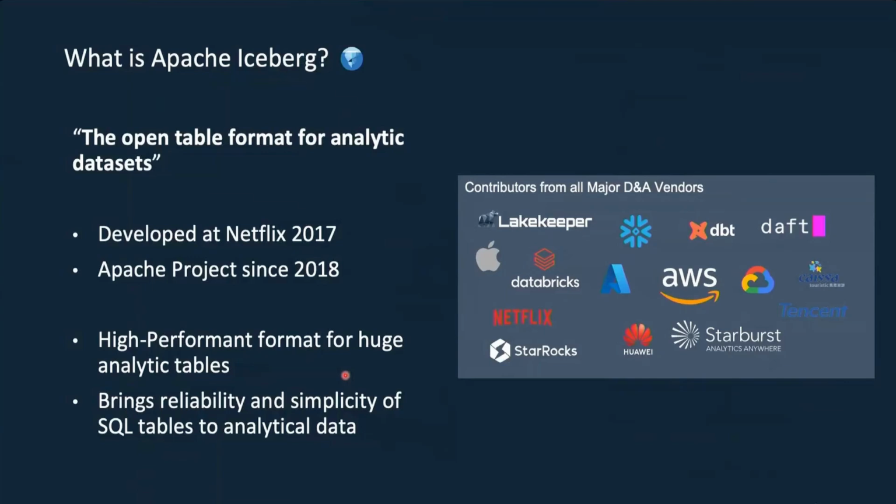Iceberg is a high-performant table format for huge analytical tables, and it uses Parquet under the hood. So it's a metadata layer on top of Parquet. Basically, I copied this one from the website. So it brings the reliability and simplicity of SQL tables to analytical data and to big data.